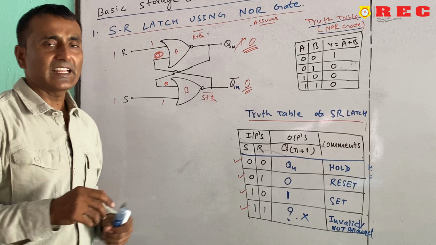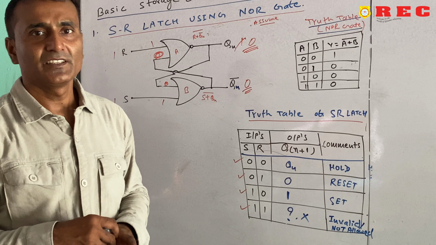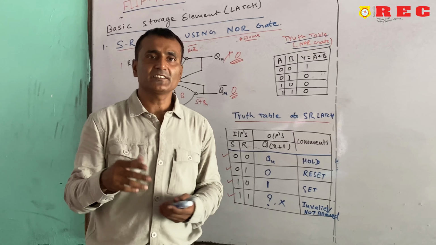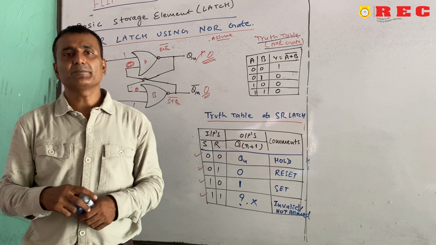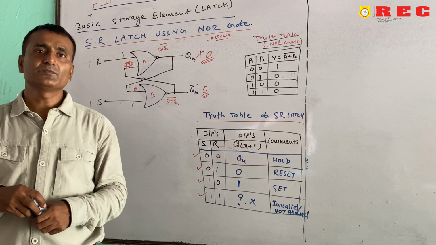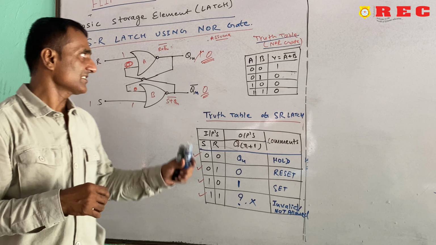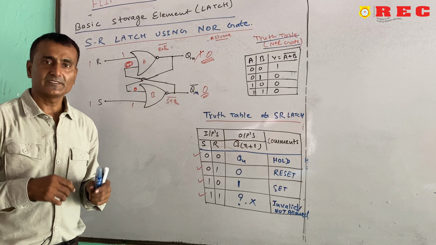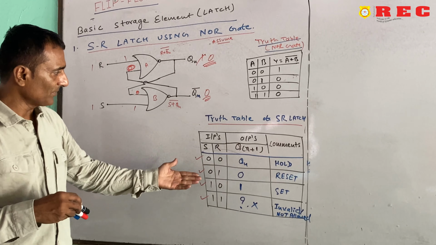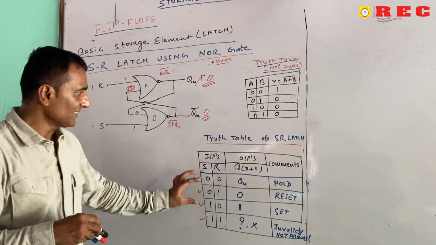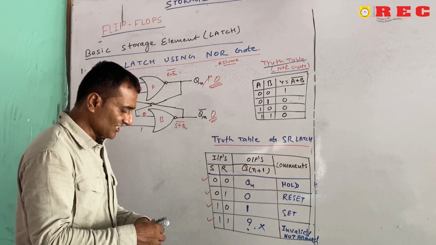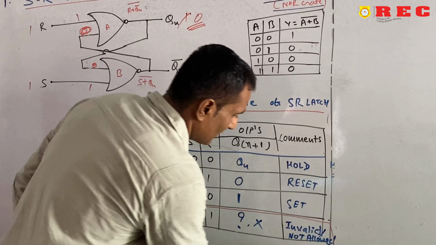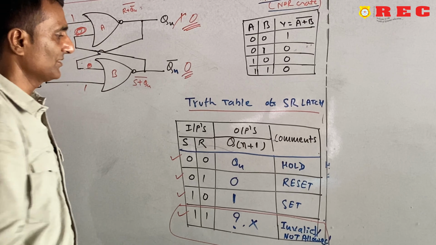This is the SR latch using the NOR gate. Further we will study the next one. We have told you that this latch can be made by NAND gate also. There are only a few changes. This NOR gate will be replaced by the NAND gate. So this is the truth table. The first 3 conditions are very good, but in the 4th condition there was a problem. So we will see how this problem will be solved.